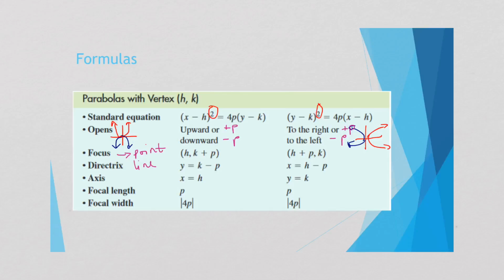The axis is the line of symmetry that cuts the parabola in half. Focal length is p. Focal width is the absolute value of 4p. So we'll see that we have our 4p here in our equation. So the absolute value of that is our focal width. For width is a distance. We don't care if it's positive or negative. We just care what the distance is. So that's why it's the absolute value.